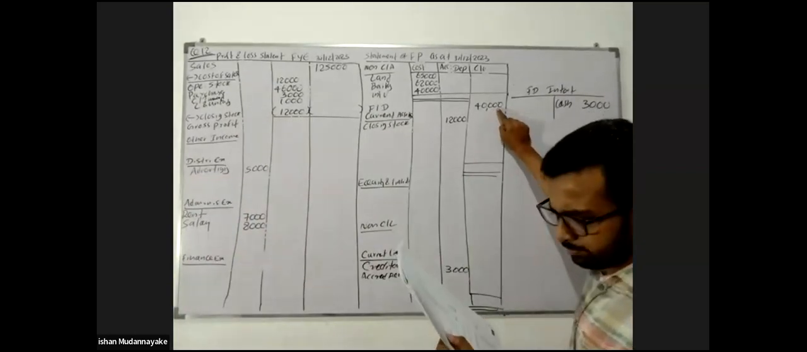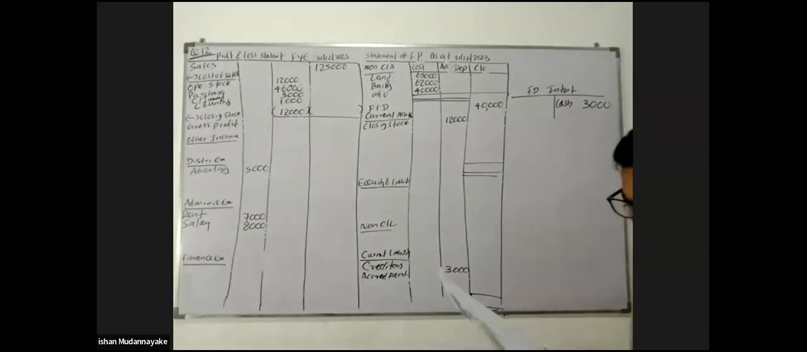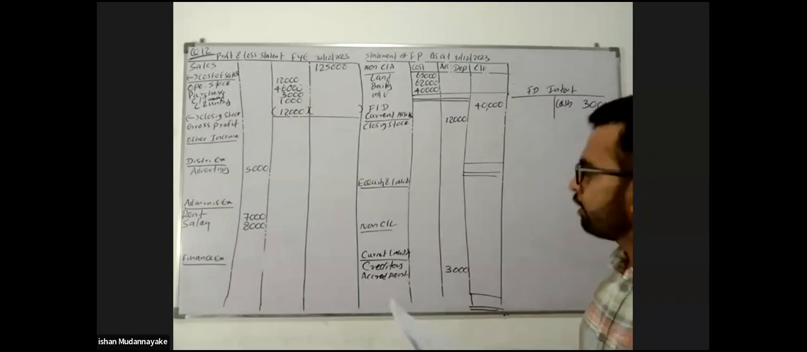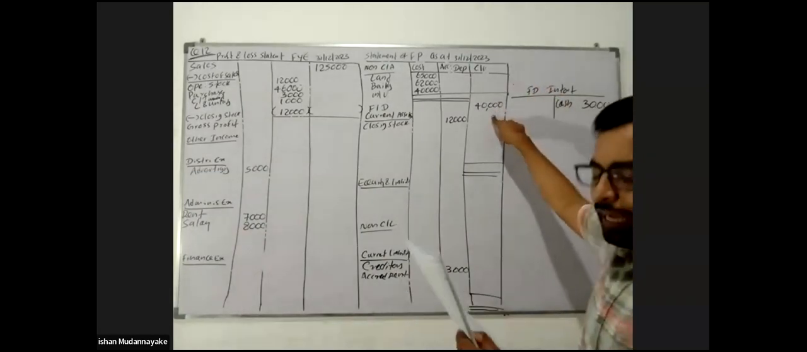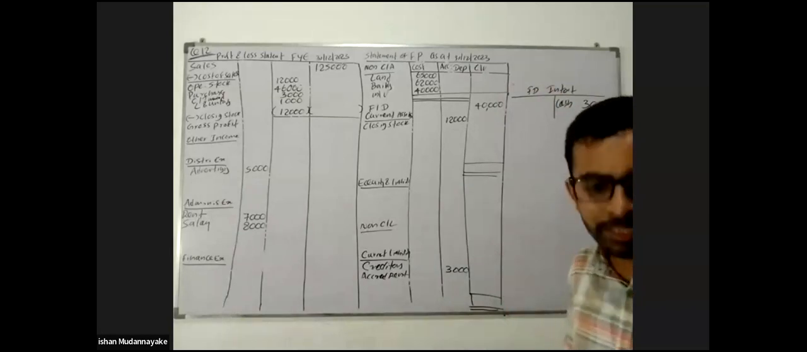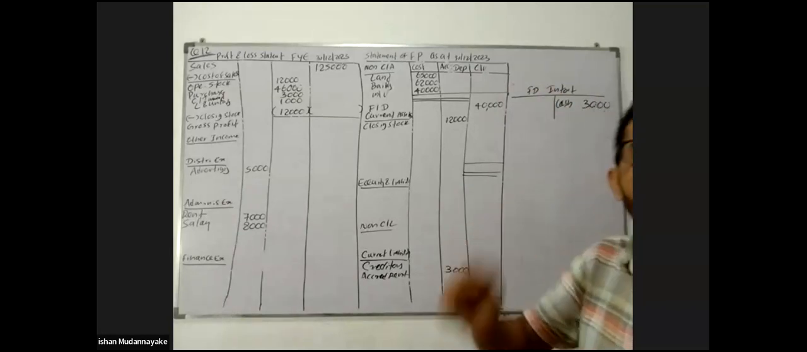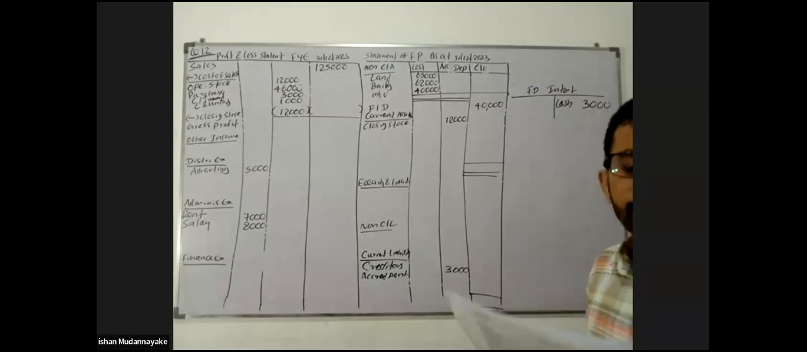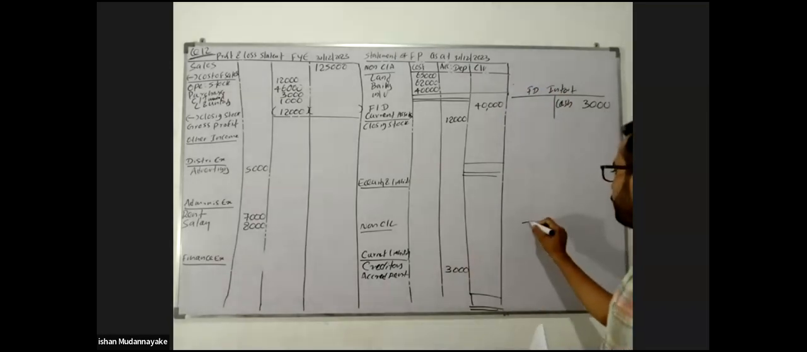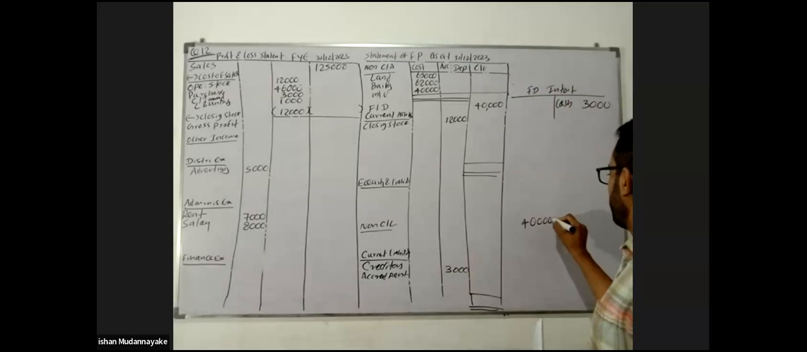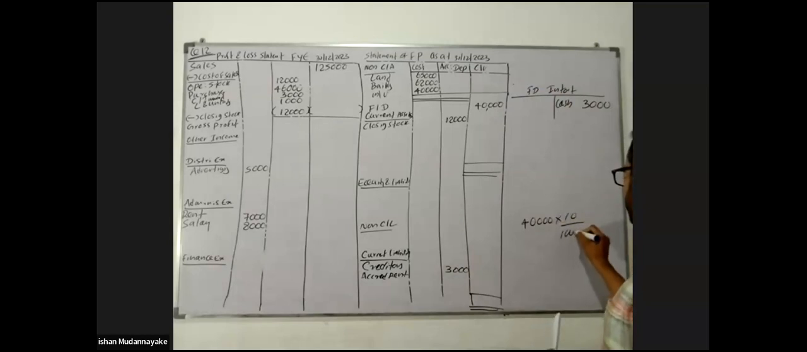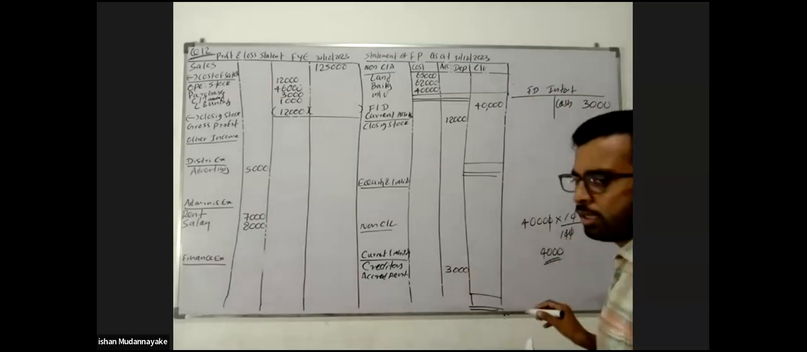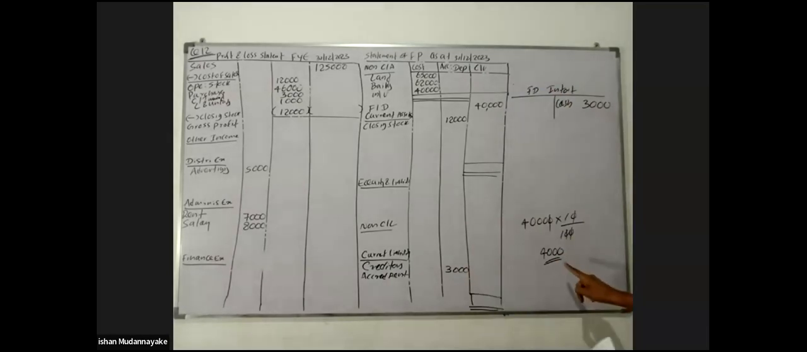And then here, how much is the fixed deposit interest for the period? 40,000 into 10% is the fixed deposit interest for the period. 40,000 into 10% means 4,000. The relevant fixed deposit interest for the period is 4,000.